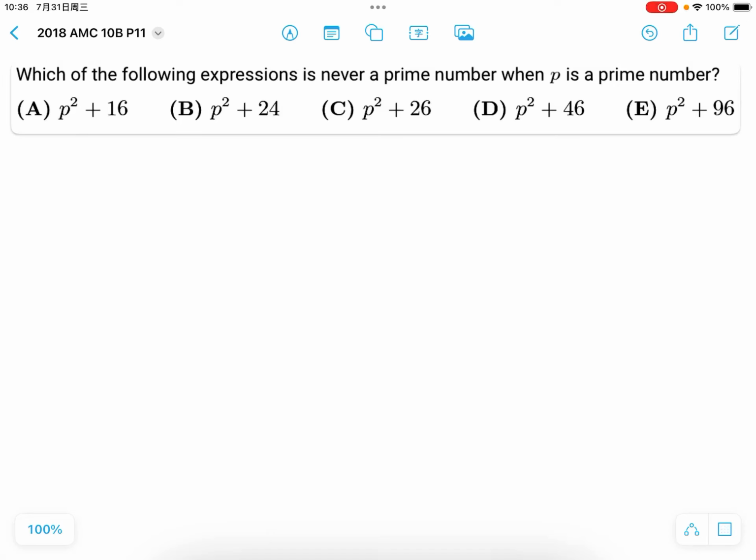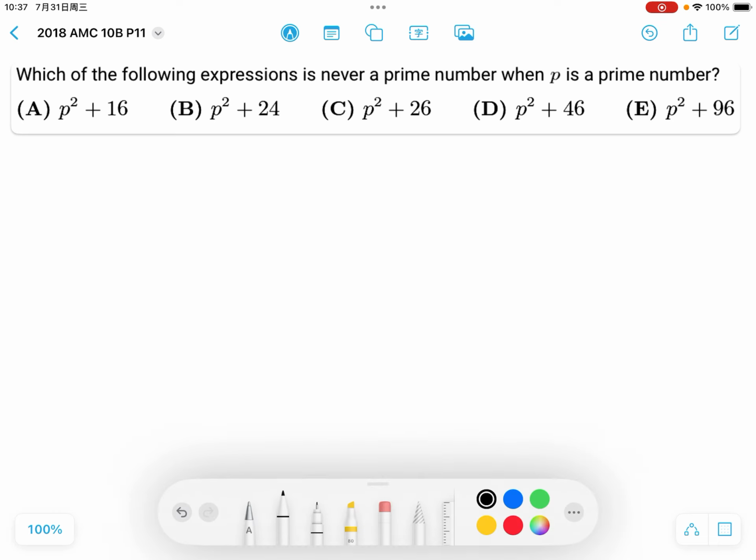Okay, so this is 2018 AMC 10B problem 11. Which of the following expressions is never a prime number when p is a prime number? So we have p squared plus 16, p squared plus 24, p squared plus 26, p squared plus 46, and p squared plus 96. Okay, so it doesn't look like we have any good method of solving this problem using proper math.